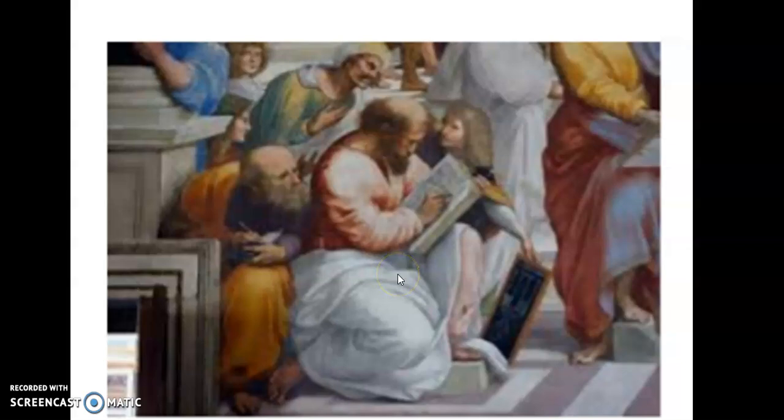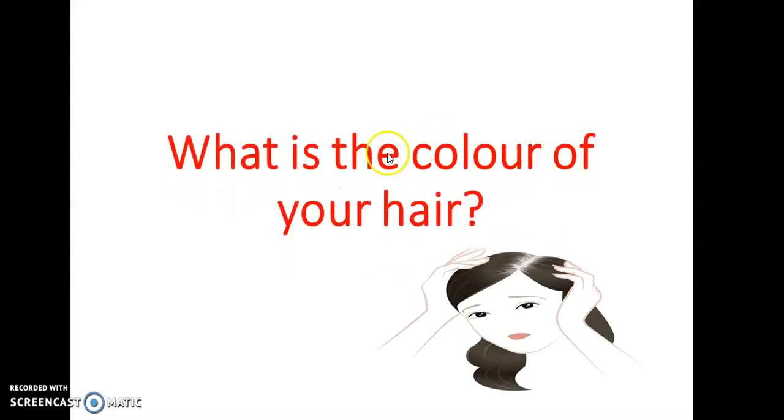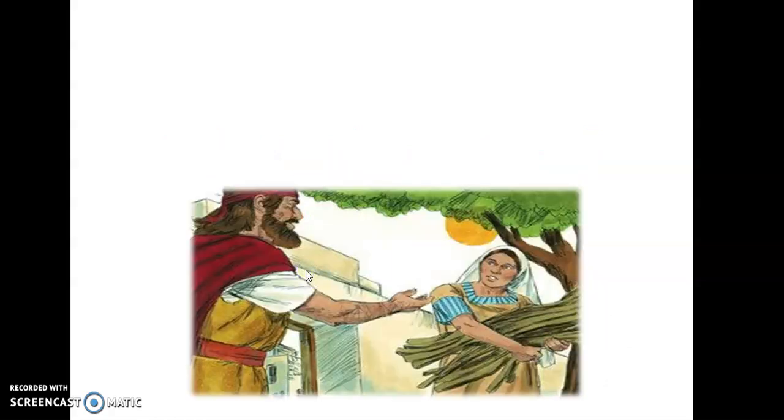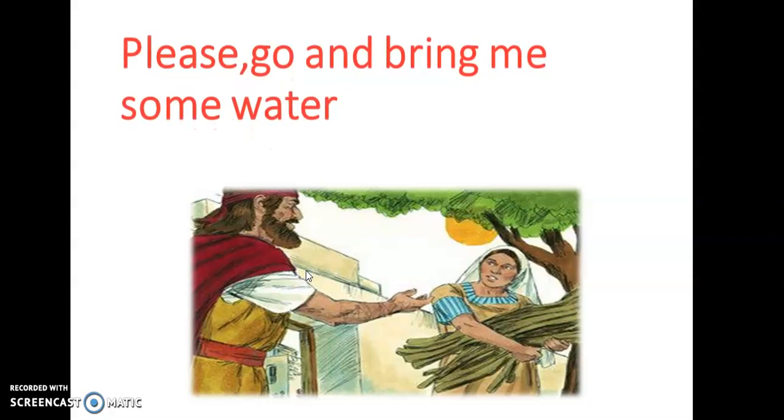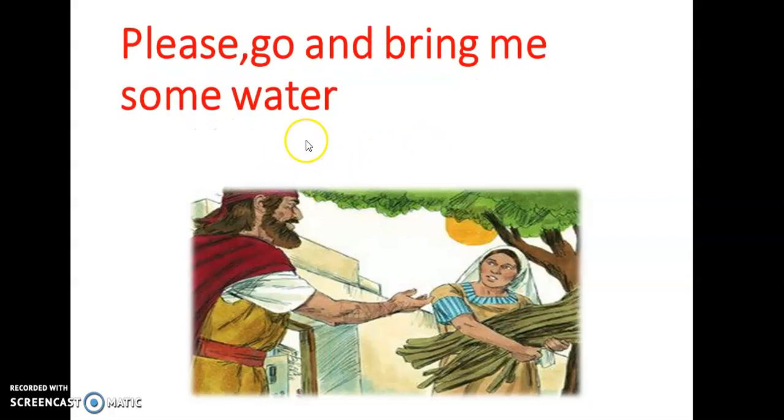Yes, children, what do you mean by this deductive reasoning? Okay, let me explain now. Here, one sentence is there. What is the color of your hair? Is it a statement? No. Is it not a statement? Because this is a question, isn't it? Again, please go and bring me some water. Is this a statement? No, this is also not a statement, because this is a request.